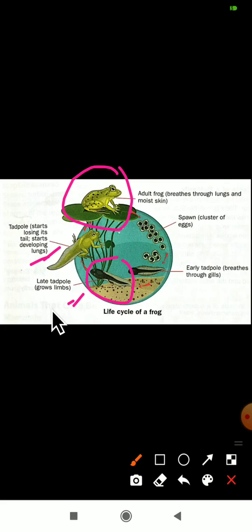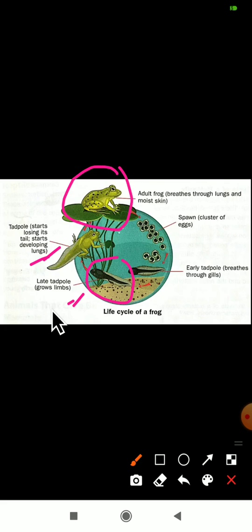The next one, the early tadpole develops into what? It develops into a late tadpole, nothing but the developed tadpole here. In a late tadpole, what happens? The limbs will grow. The limbs will start growing here in a late tadpole, not in an early tadpole. There were no limbs in the early tadpole, but in the late tadpole the limbs grow. And the tail will be cut here.